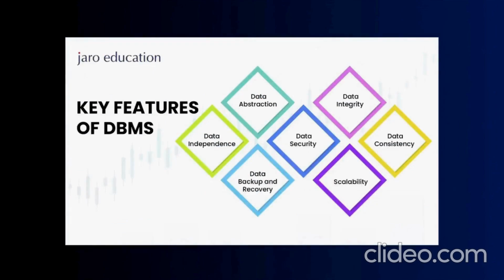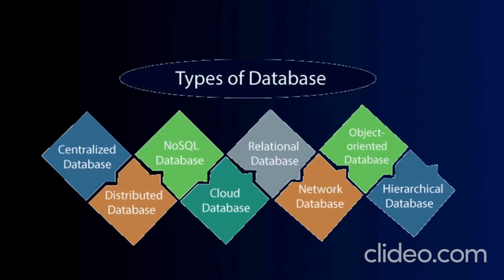And then the key features of DBMS would be data backup and recovery, data consistency, and data independence. In different types of databases, there are network databases, relational databases, object-oriented databases, and NoSQL databases.